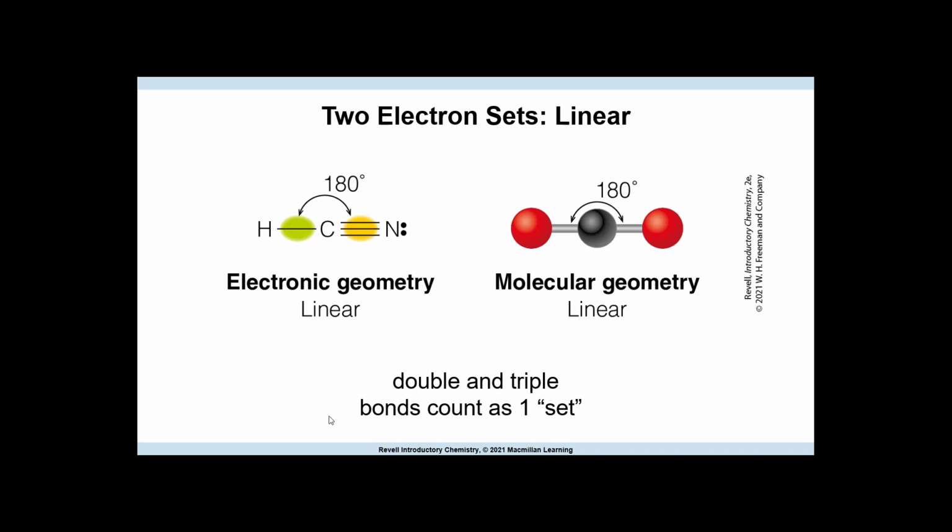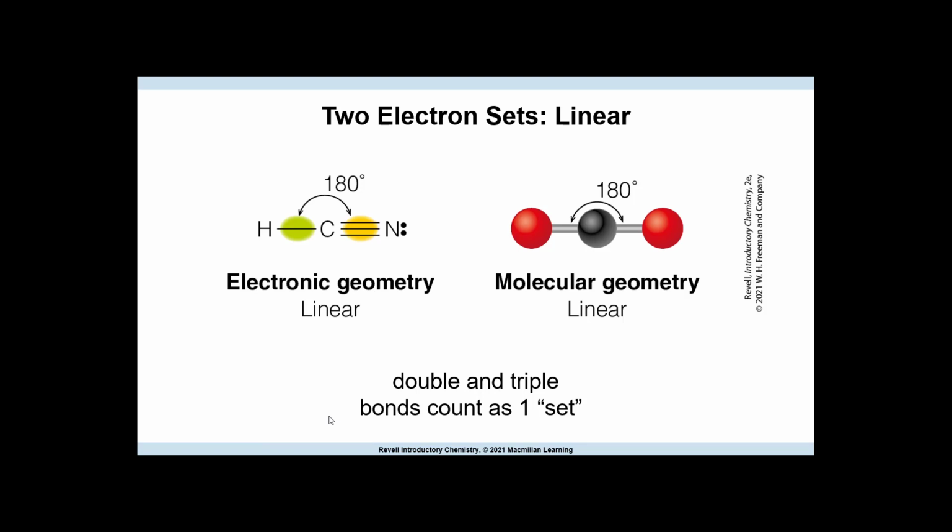So let's begin with a simple molecule. Hydrogen cyanide, which has this Lewis structure, which you can see there. There are two sets of electrons around the carbon atom. The set bonded to the hydrogen atom and the set bonded to the nitrogen atom.